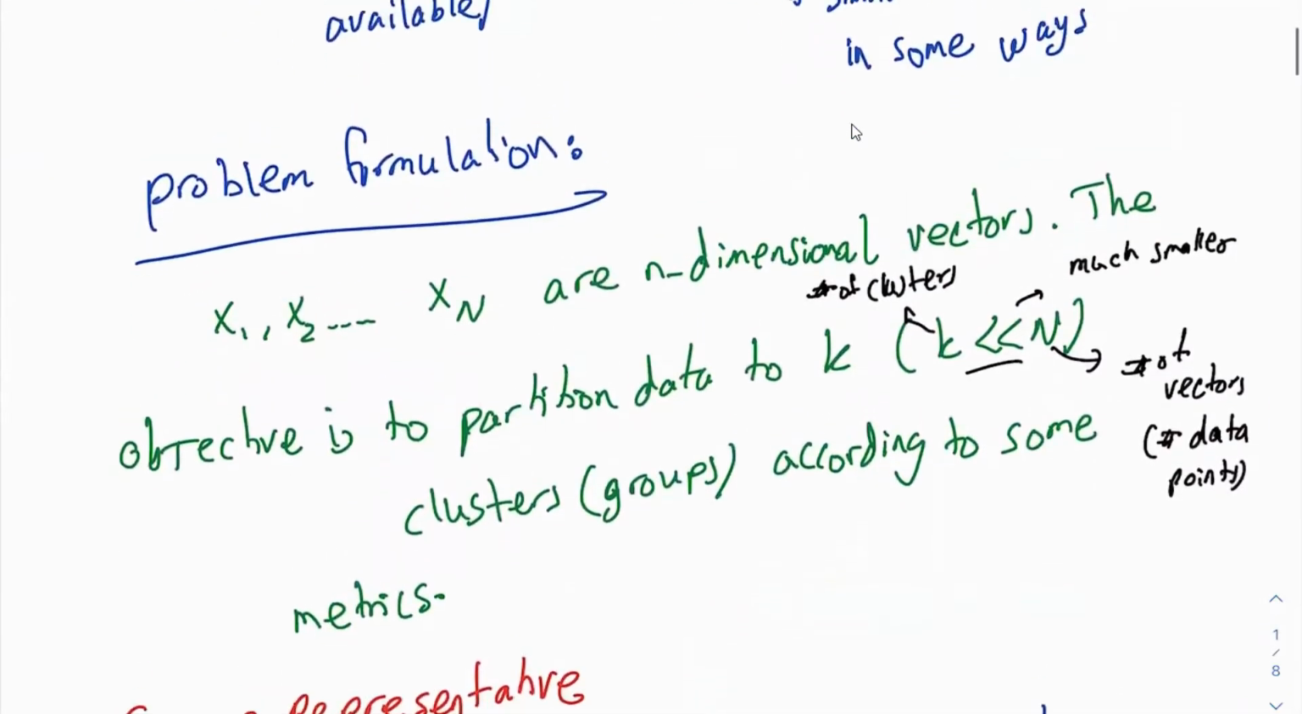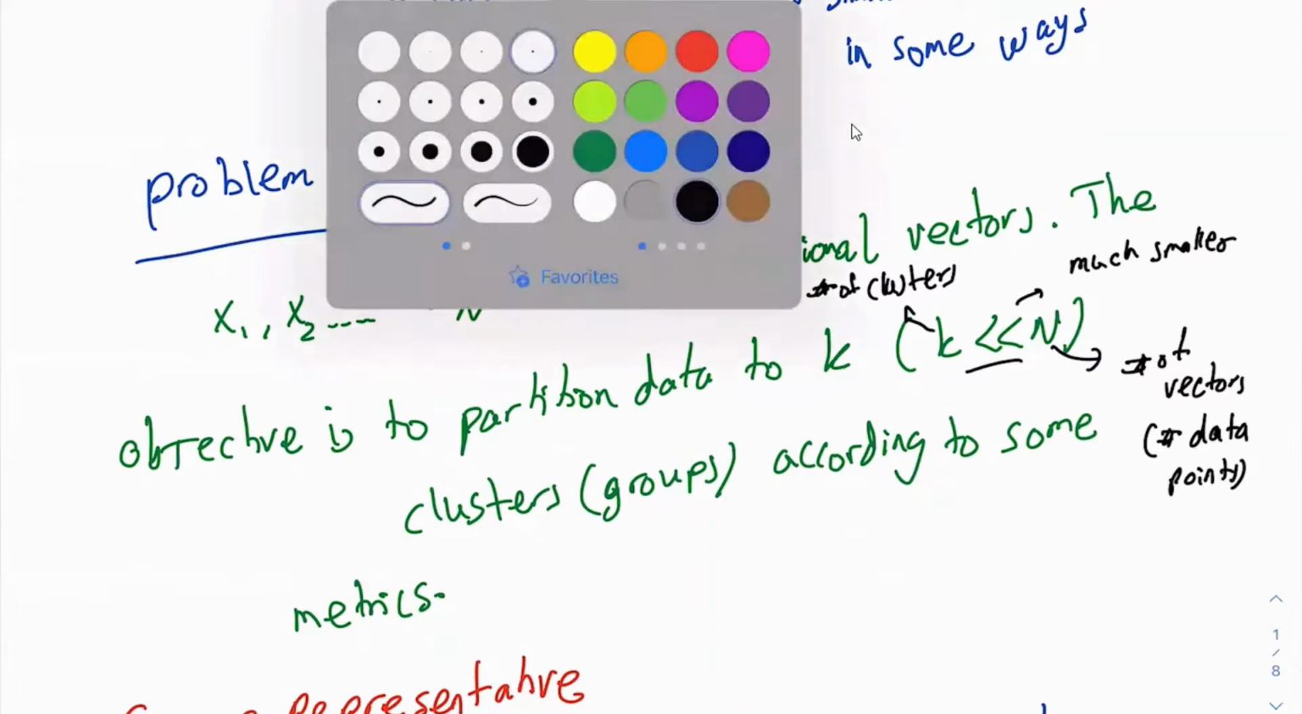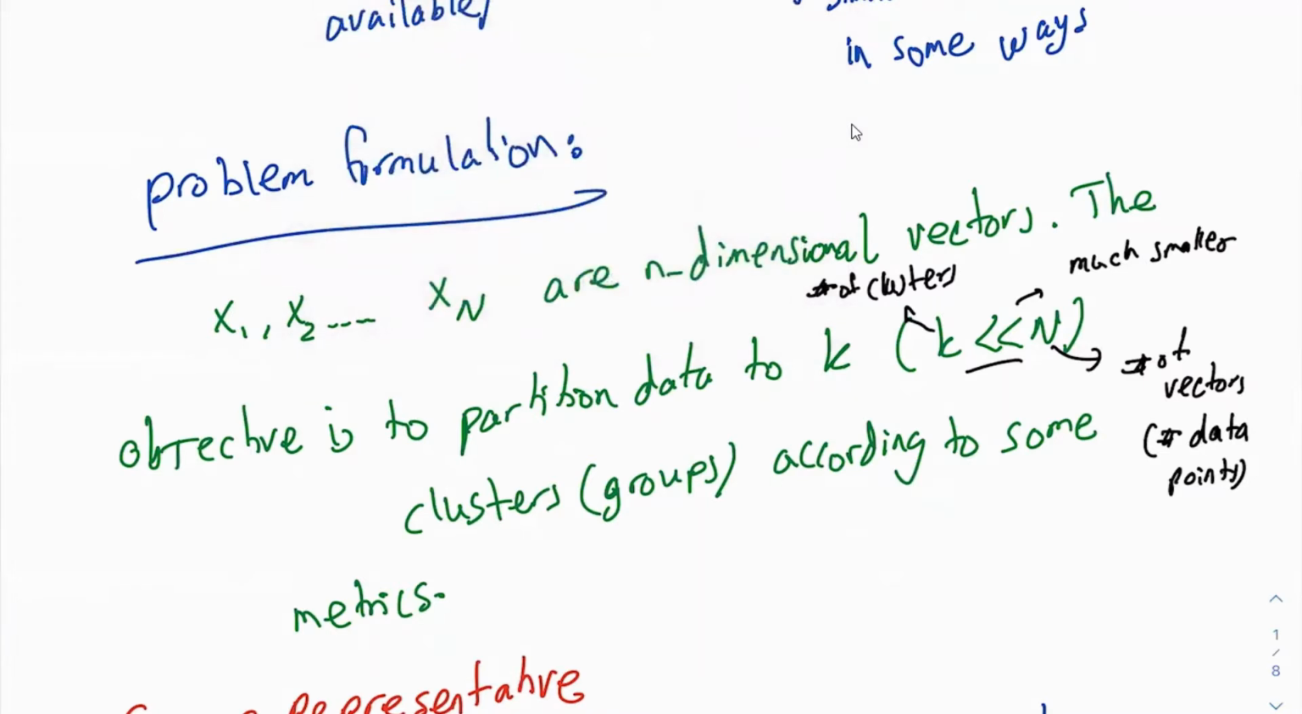Now, what is the problem formulation? We are given n data points, or n vectors if you want, x1, x2 all the way to xn. And as I said, they are n dimensional vectors, right? So the objective is to partition this data into k clusters or k groups according to some metric. Now, what is this k? This k, as I wrote here, is the number of clusters, and capital N is the number of data points or number of vectors.